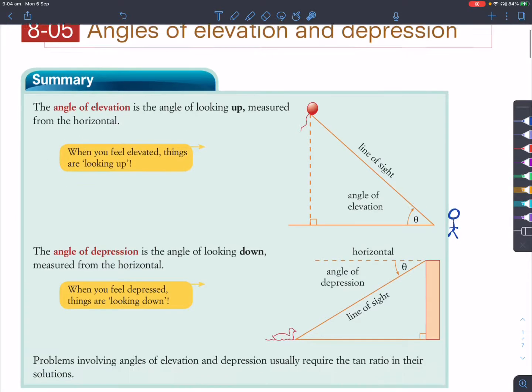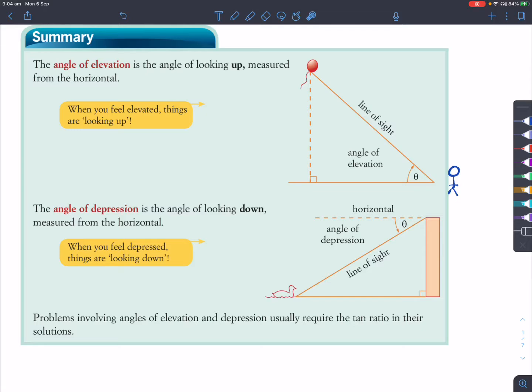Now, contrary to that, the angle of depression is the angle of looking down, measured from the horizontal. So if you're a person on top of a building and you're looking down at the water where there's a duck or some boat, you're looking down from the horizontal. If you're looking straight, you're looking there, but if you're looking downwards, you're looking this way. And this angle here is what you call the angle of depression.